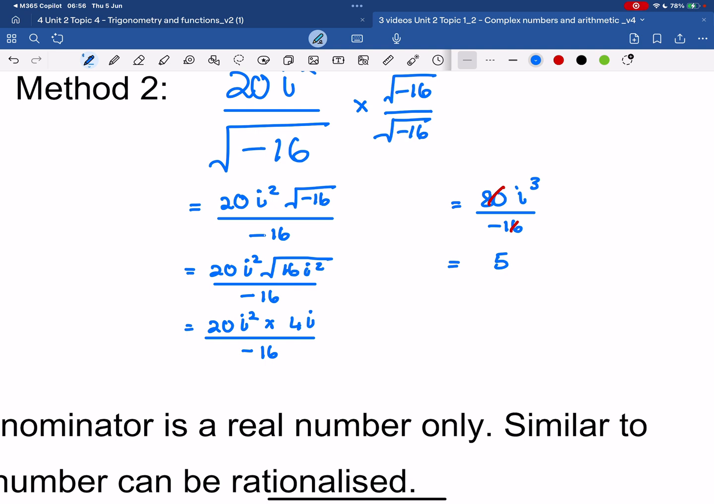So I end up with a negative number. Maybe we should write it like negative 5i cubed. Let me show you. That's negative 5i squared times i, and we know that i squared is equal to negative 1. So negative 5 times negative 1 is positive 5i. So we end up with exactly the same answer.